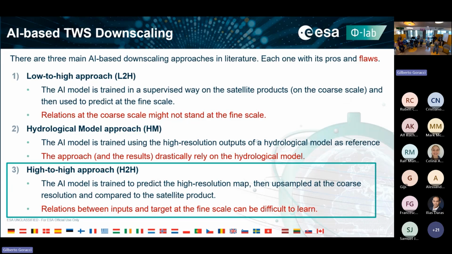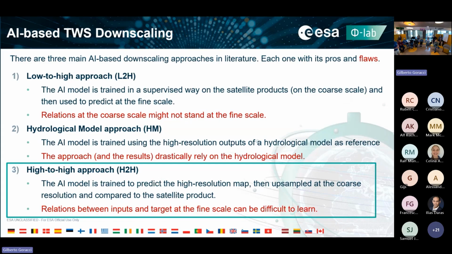Then there is the hydrological model approach, in which we train a model using the high-resolution outputs of a hydrological model, such as WaterGAP, for example. But this means that we are training the model to mimic the hydrological model. So if the hydrological model is a very good representation of the reality, of course, your products will be a good representation of the reality. But if the hydrological model is not a very good representation of the real world, of course, you are training the model, let's say, in a misleading way.